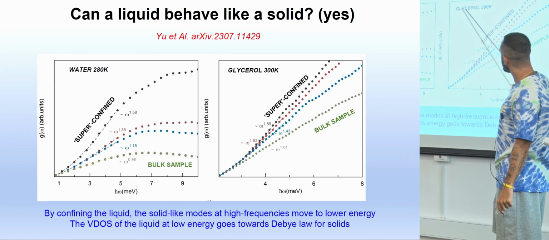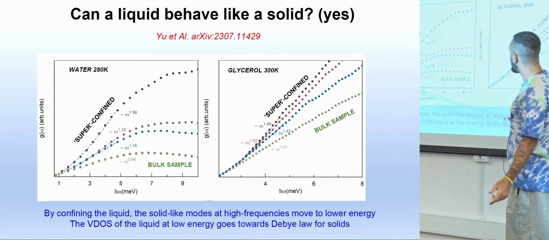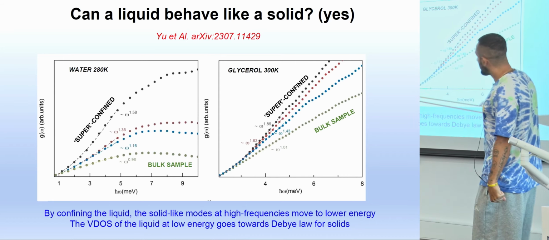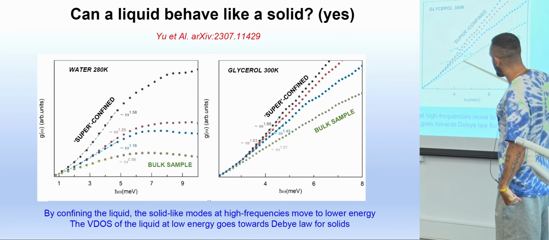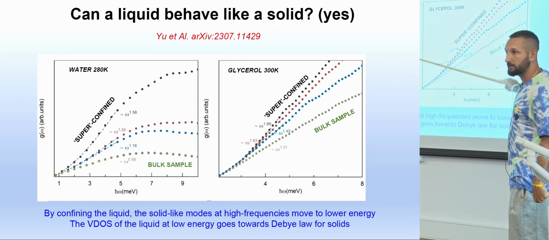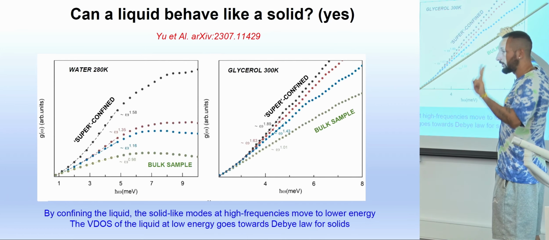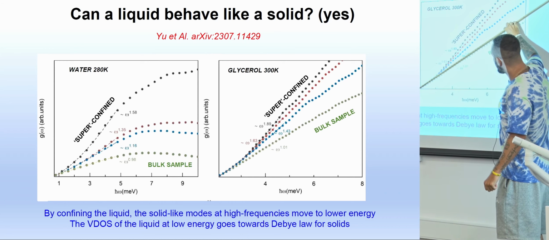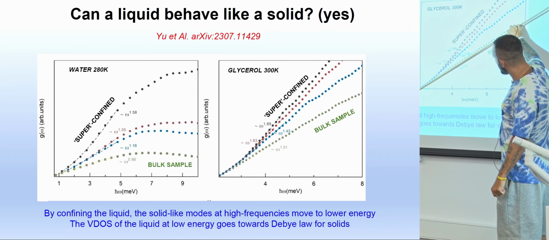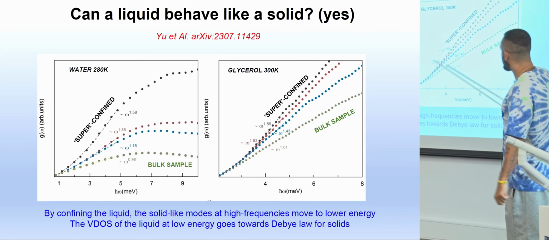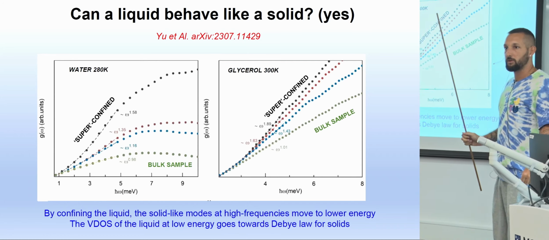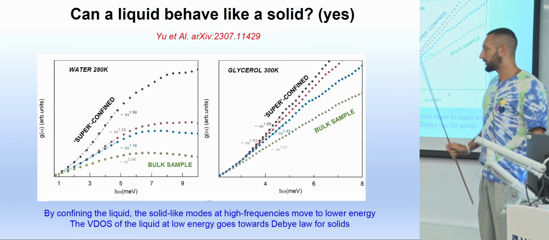So you can say this is glycerol, this is water, this is more or less room temperature. And then this is the bulk sample, okay? So you see that both bulk samples have a linear slope. This is the density of states as a function of frequency. So this is what I would call liquid-like. And then what you see is that by confining these systems, this slope starts basically moving up. And it doesn't reach exactly the Debye law, but it becomes pretty close to the Debye law.